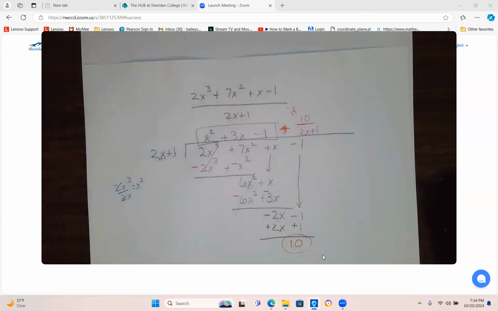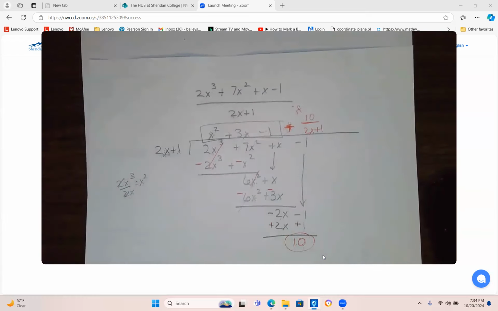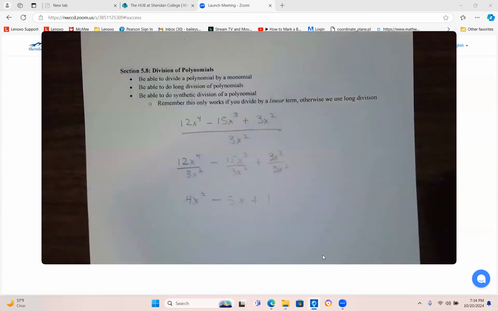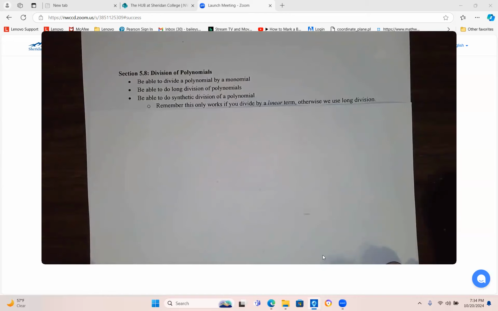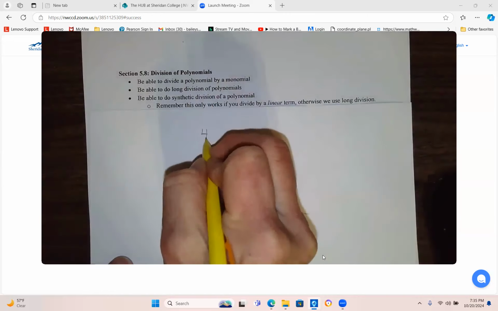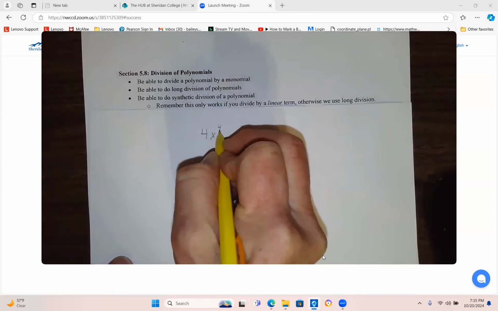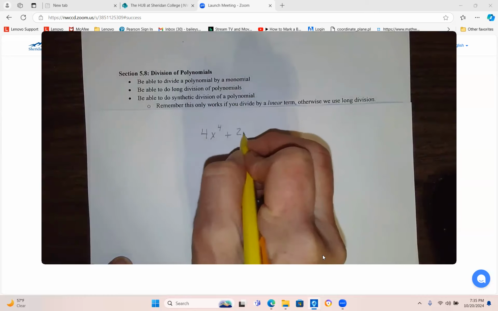All righty, there's your long division. Let's turn this page over, synthetic division. Looking at synthetic division, this is what you'll be using most of the time. Not always, but most of the time.